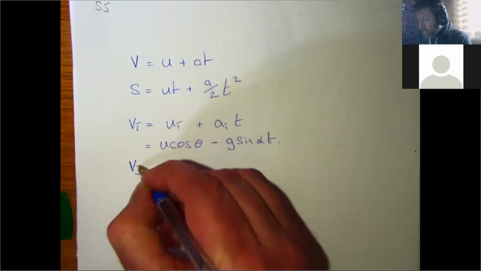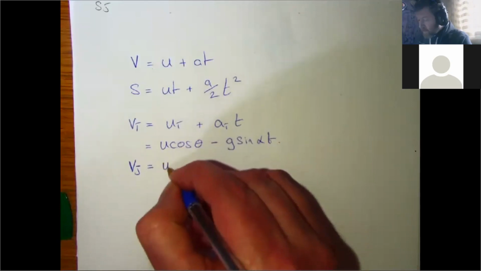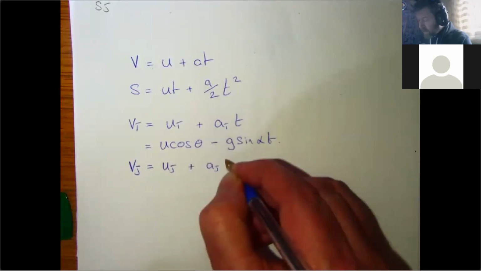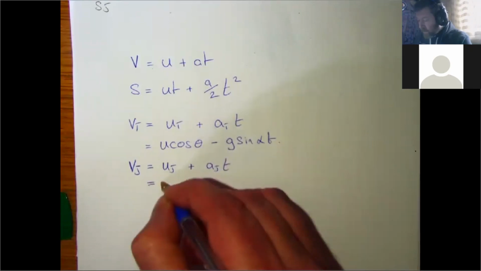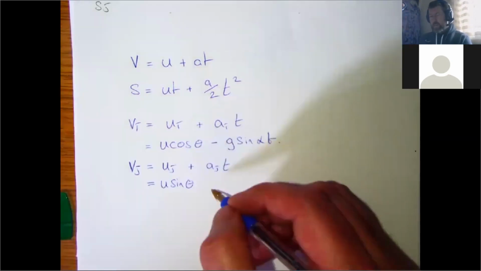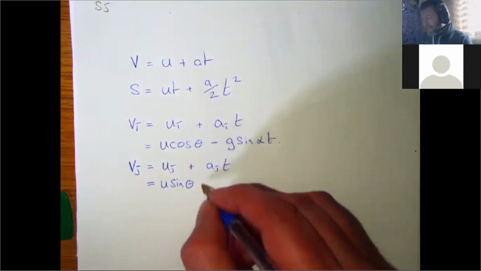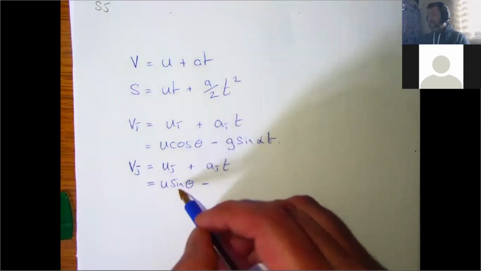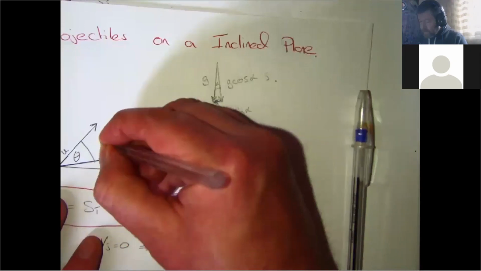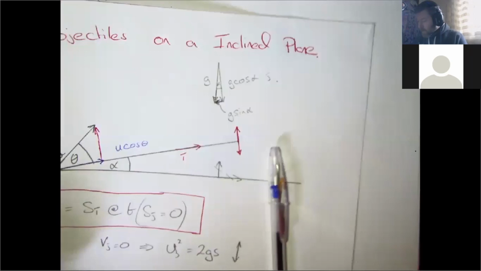V of J, the velocity in the J, is equal to the U in J plus the acceleration in J by the time. Again, this time it's equal to U sine theta. You can nearly always expect it to be the opposite when you go from I to J. Again, minus, because the U sine theta is going upwards, should be going up like this, and the gravity is coming down.